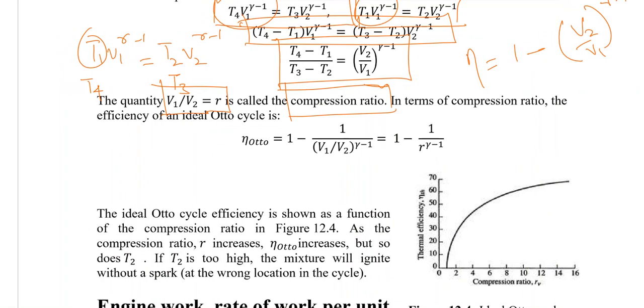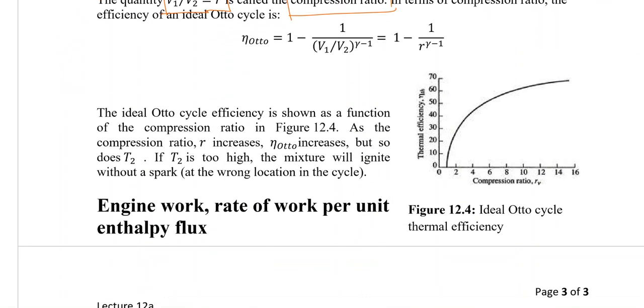The ideal Otto cycle efficiency is shown as a function of the compression ratio in this graph. As the compression ratio increases, the Otto cycle efficiency increases. But as we have already seen, once we are doing the compression, the pressure is also increasing and the temperature is also increasing. So if the temperature is too high, the mixture will ignite without the spark, and this is what we do not actually want. This is the problem of knocking, if you can imagine.